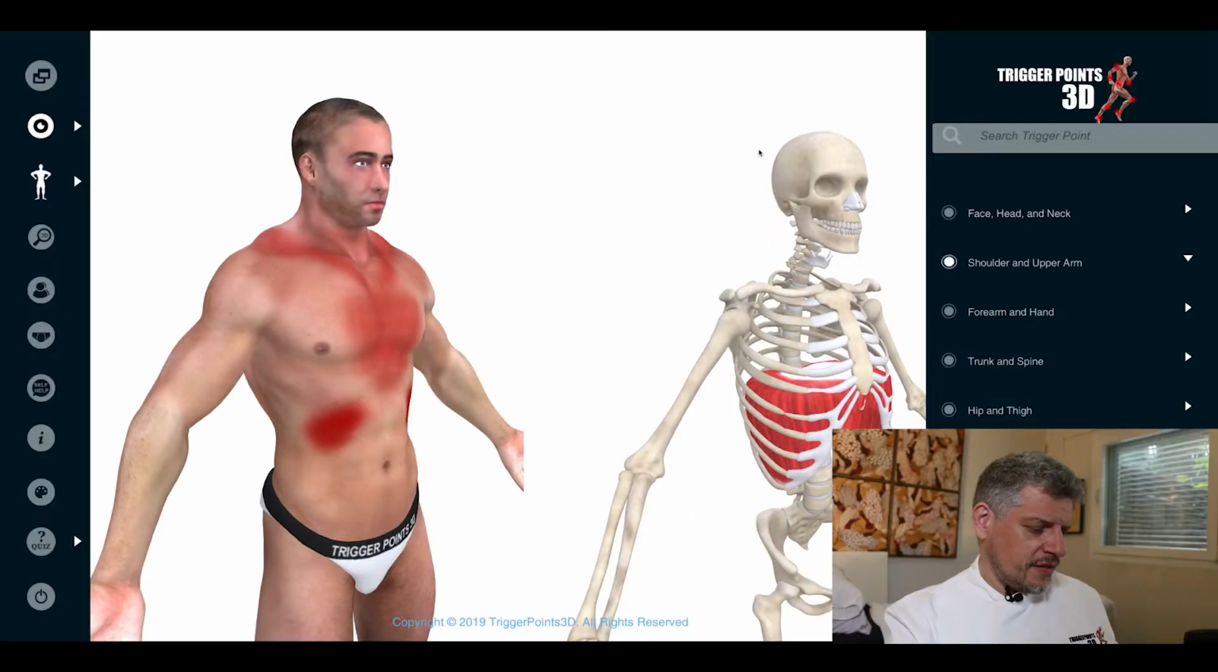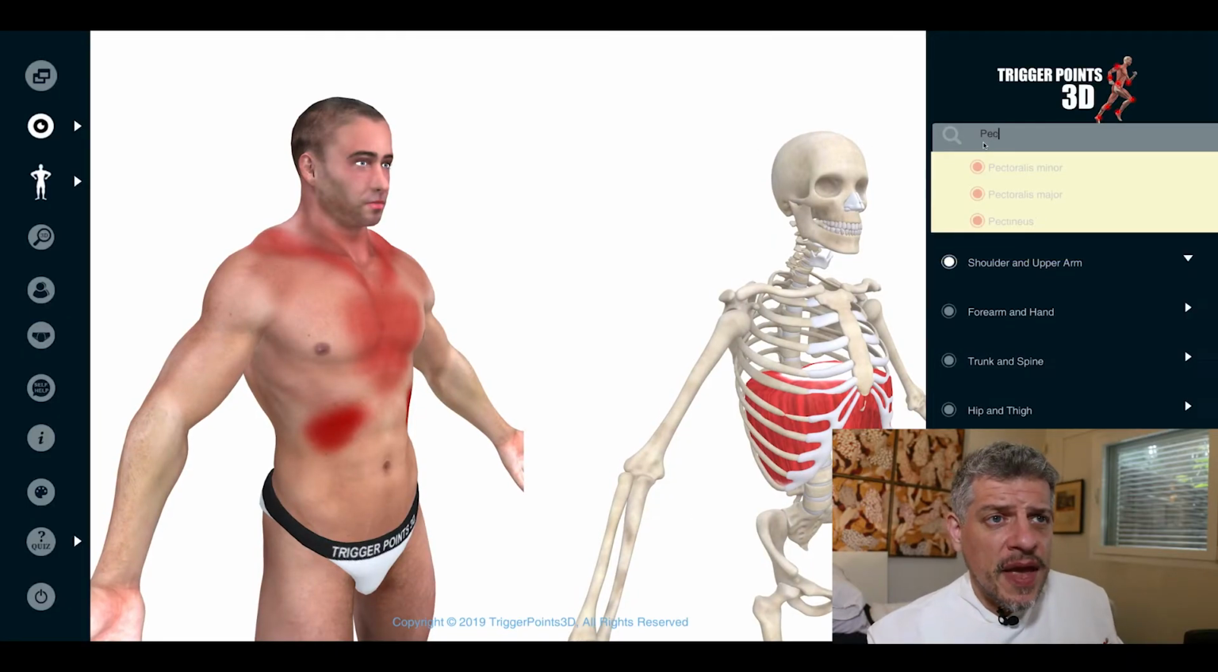Hi, my name is Simeon Neil Asher, and the trigger point of the week this week is the pectoralis major muscle, or the Pec Major, as a lot of people know it. So let's have a little look in the software and see if we can find the Pec Major.